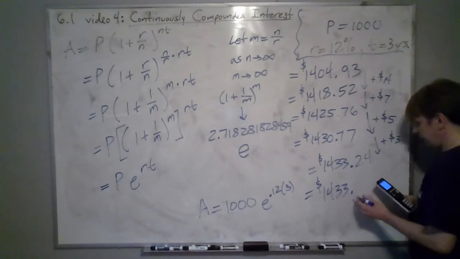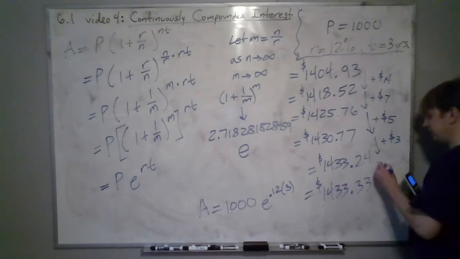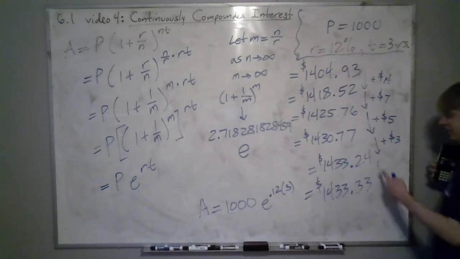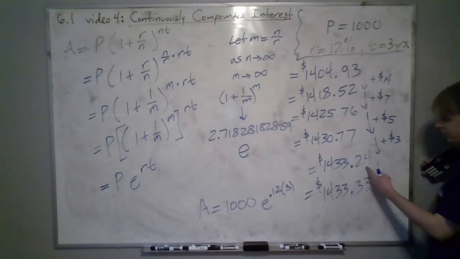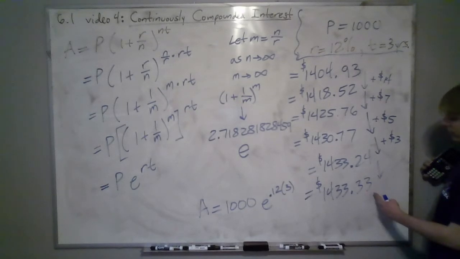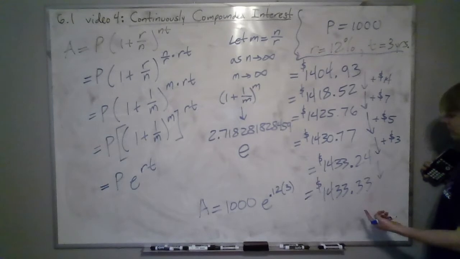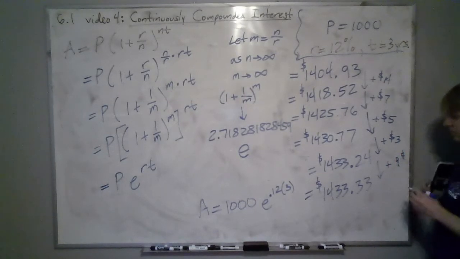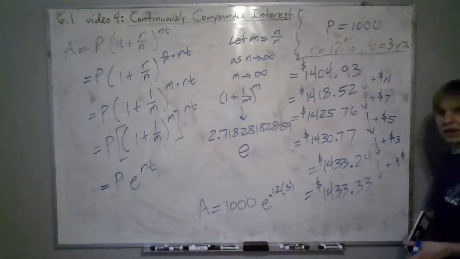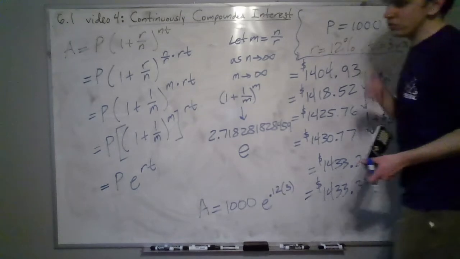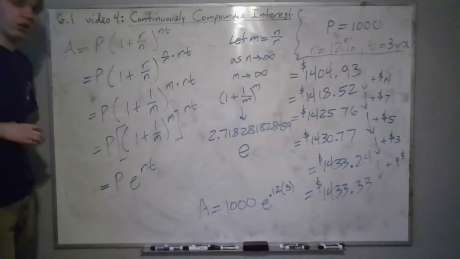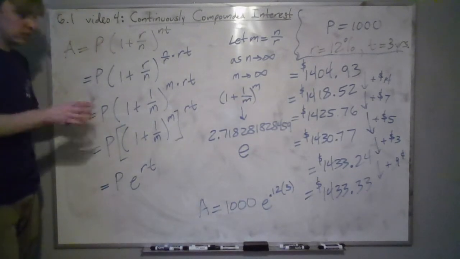And what I get is 1,433 dollars and 33 cents. So I mentioned in the last video that we have diminishing returns, and now we're definitely seeing diminishing returns. From 24 to 33, we only gained, is it 9 cents? Yeah. Not much. Okay, so when we increase from 365 periods in a year to infinitely many periods in a year, I'm not earning a lot of extra money. At least in this example.